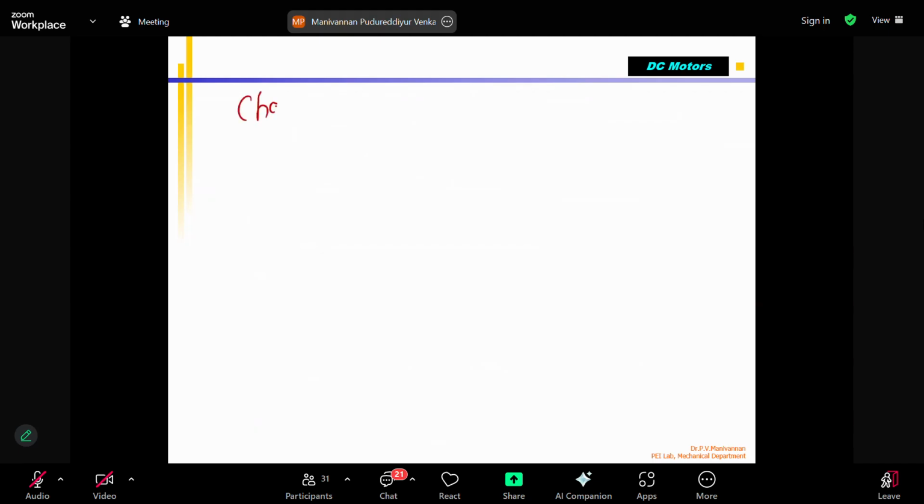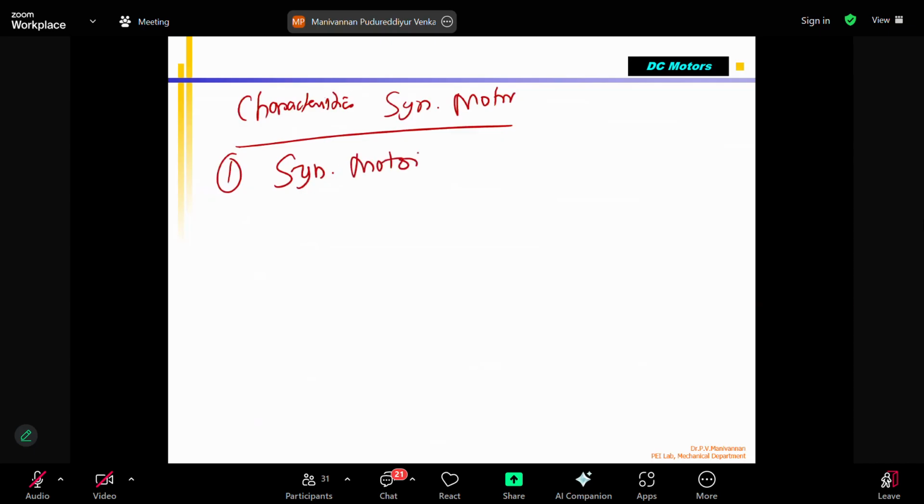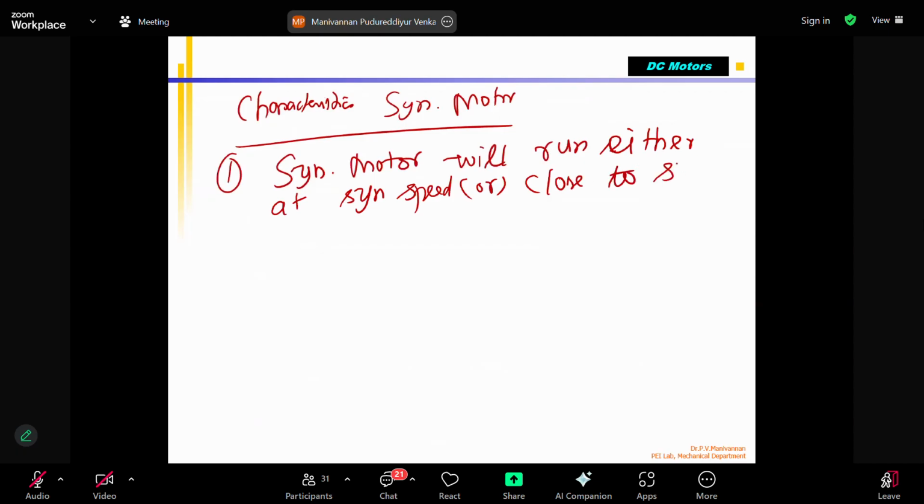Now the main important characteristics of a synchronous motor. The AC synchronous motor will run either at sync speed or close to sync speed. We'll say why later.